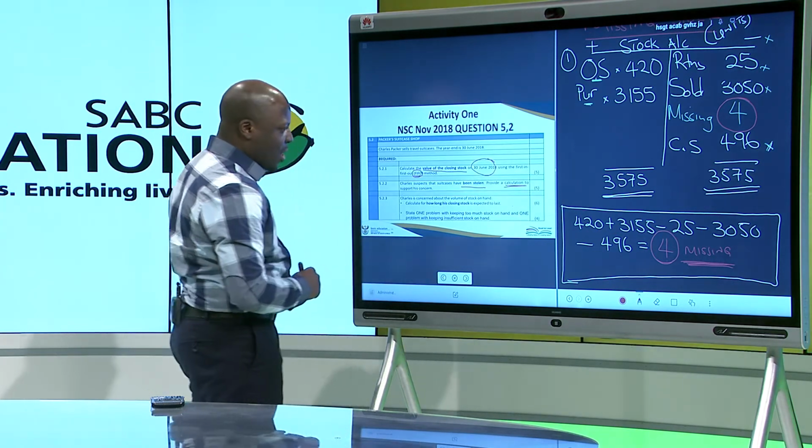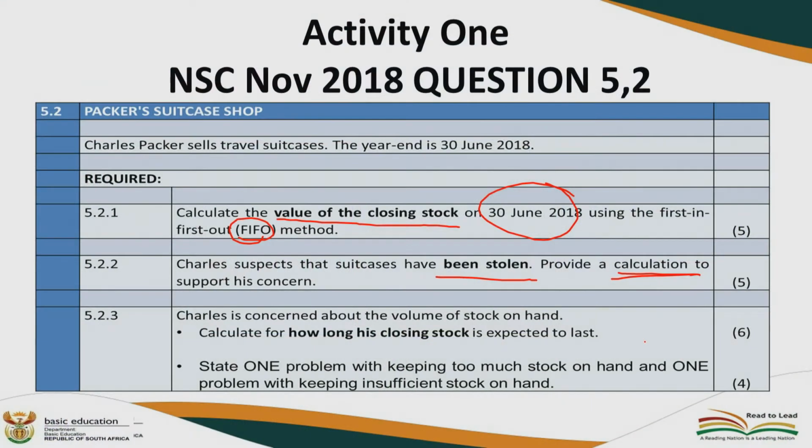I want us to go to the next question now. There's a very interesting question which I want you to do with me, which is 5.2.3. 5.2.3 then says, Charles is concerned about the volume of stock on hand. Okay? The volume of stock on hand should concern every business owner. Why? You should always remember that stock moves in the opposite direction with cash. All right? You need to remember this, that stock moves in the opposite direction with cash.